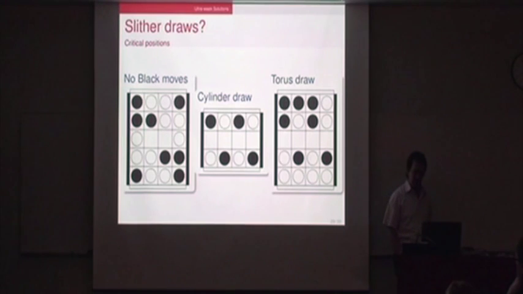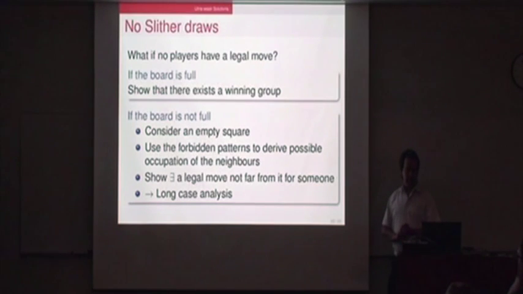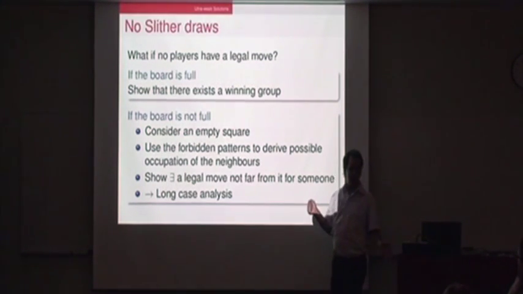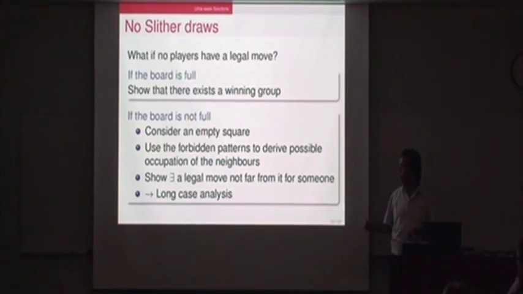be draws. So the question remains, what about planar boards, rectangular boards, the ones that are in the original game? We have been able to prove that there are no draws. So how do we do that? We say that if the board is full, there exists a winning group for sure, and this is not too difficult. This is very similar to the Hex proof.